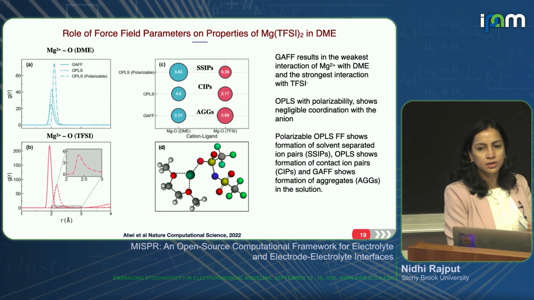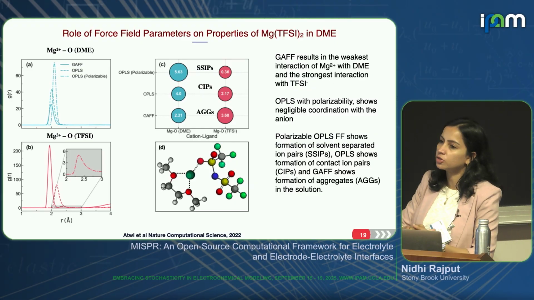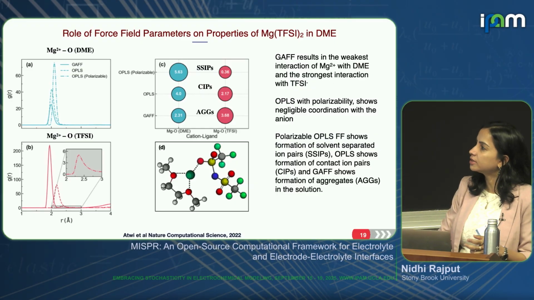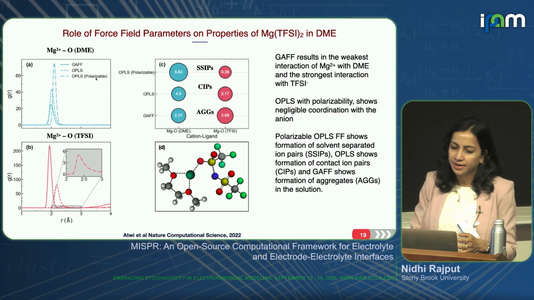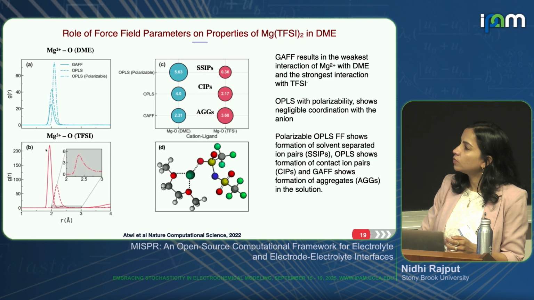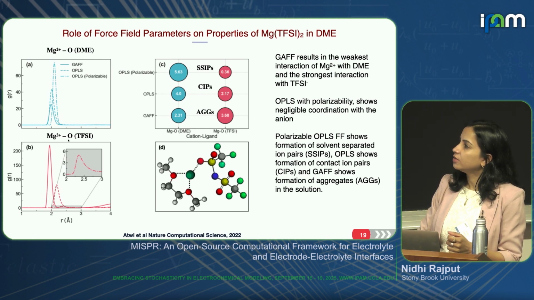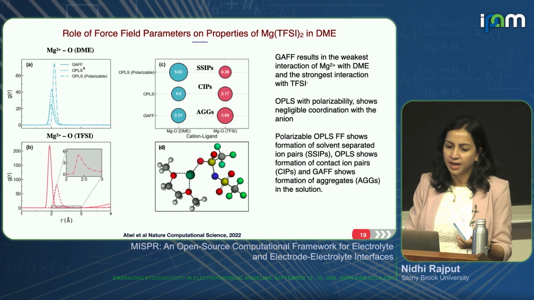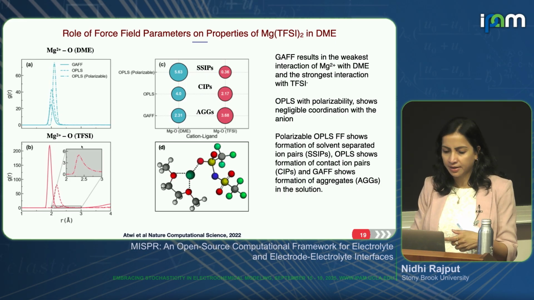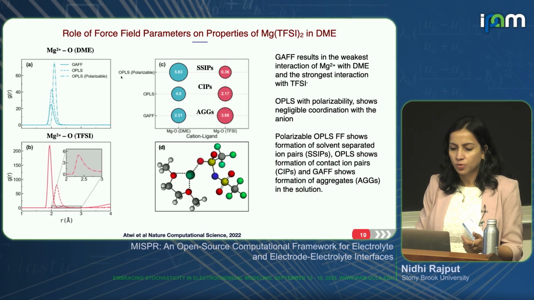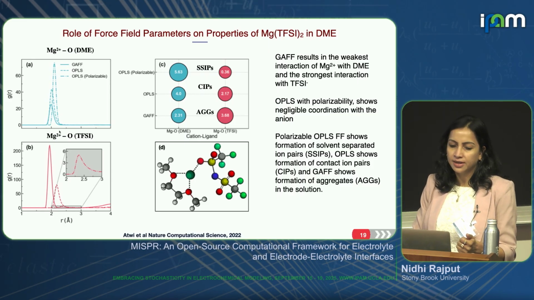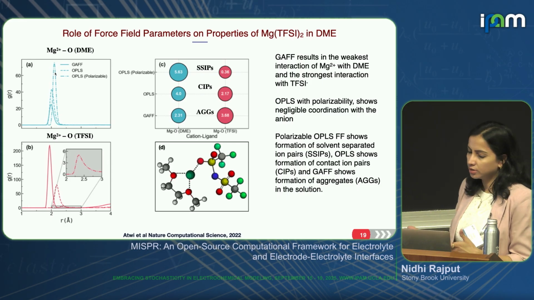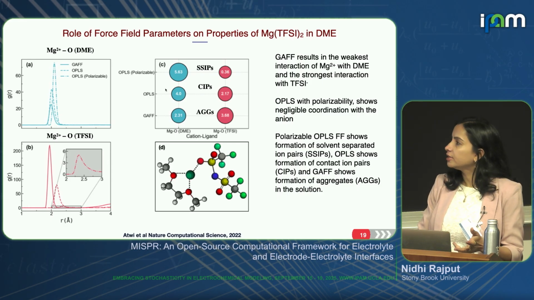So we tested the commonly used force fields for this electrolyte in the literature, and these are all-atom MD calculations. We tested GAFF, OPLS, and polarizable OPLS force fields. Looking at the RDF here, you're looking at cation-solvent and cation-anion RDFs. And you will see that GAFF predicts a very weak cation-solvent interaction and a very strong cation-anion interaction. Contrary to that, the polarizable OPLS force field suggests almost negligible cation-anion interaction and a very strong cation-solvent interaction, which can also be seen here in the coordination number analysis.